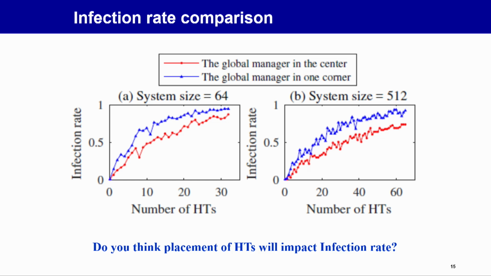Okay, after this I have a question. What do you think of the placement of hardware trojans, whether it's going to impact the infection rate or not? The hardware trojan again can be in the middle, or somewhere else, right? Whether it's going to impact the infection rate or not?